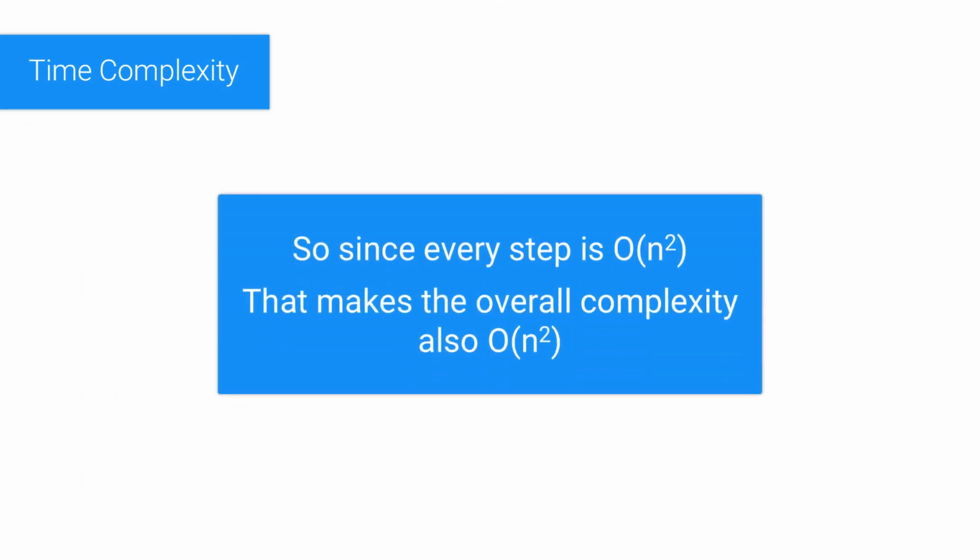Since all of the steps are big O of n squared, the algorithm itself is also big O of n squared. Thinking about this more simply, each cell of the n squared size matrix is rejected only once, meaning the overall complexity was always going to be n squared.